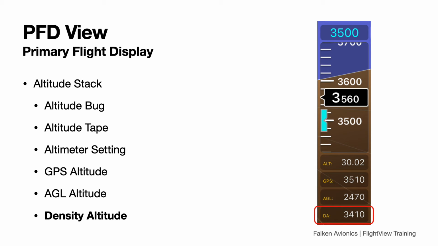Finally, at the bottom of the stack is density altitude, the altitude adjusted for temperature and humidity. Our air data subsystem uses the OAT probe to calculate this. It's quite useful if you operate out of high elevation airports or on hot days. Density altitude can have a major impact on aerodynamics and engine performance, and high density altitude at a short airfield can make for a bad day.